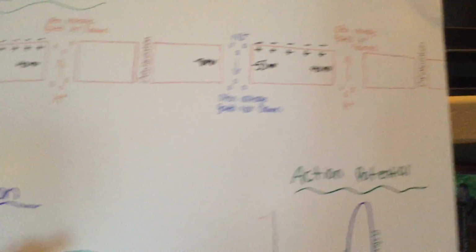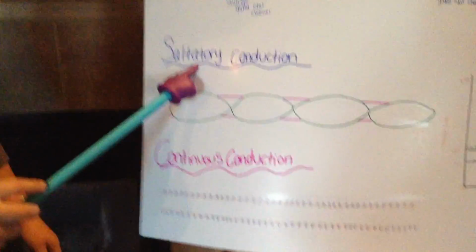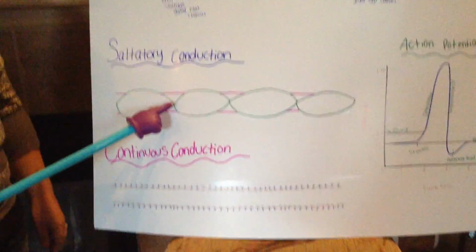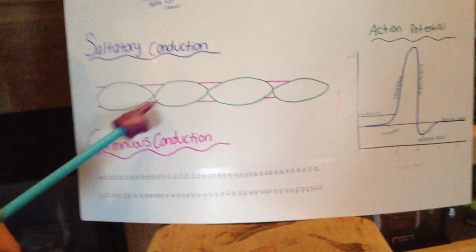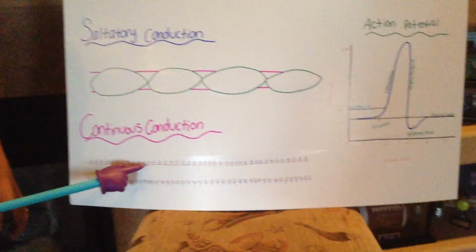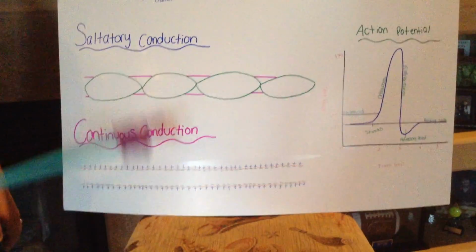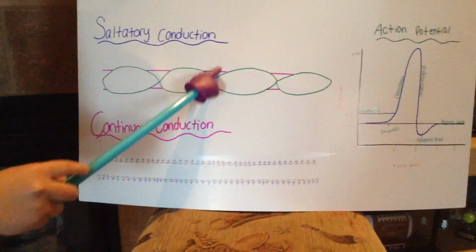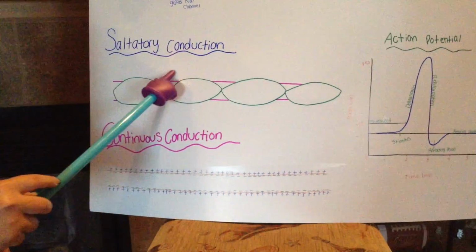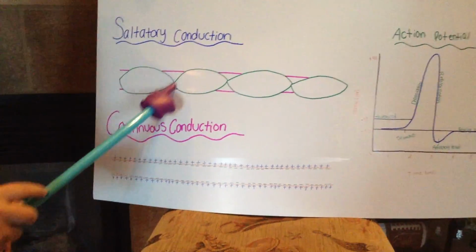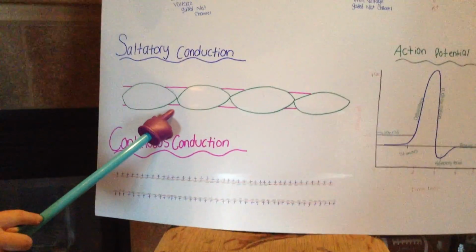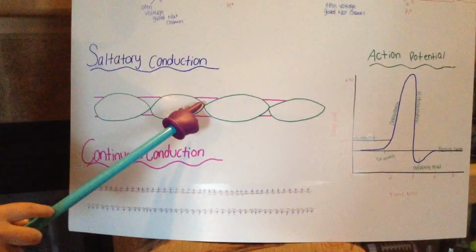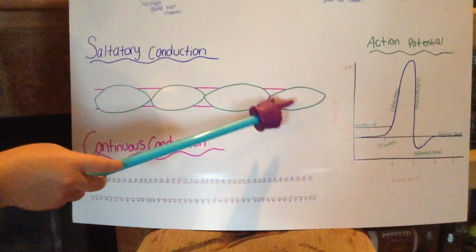Now that we know what an action potential is, let's explain saltatory conduction and continuous conduction. Saltatory conduction is when an axon is myelinated. Continuous conduction is when a cell is not myelinated. Saltatory conduction has nodes of Ranvier in between each end of a myelin. At these nodes of Ranvier is where the action potential occurs. So an action potential occurs at this node of Ranvier, an action potential occurs at this node of Ranvier, and so on until it reaches the axon terminal.